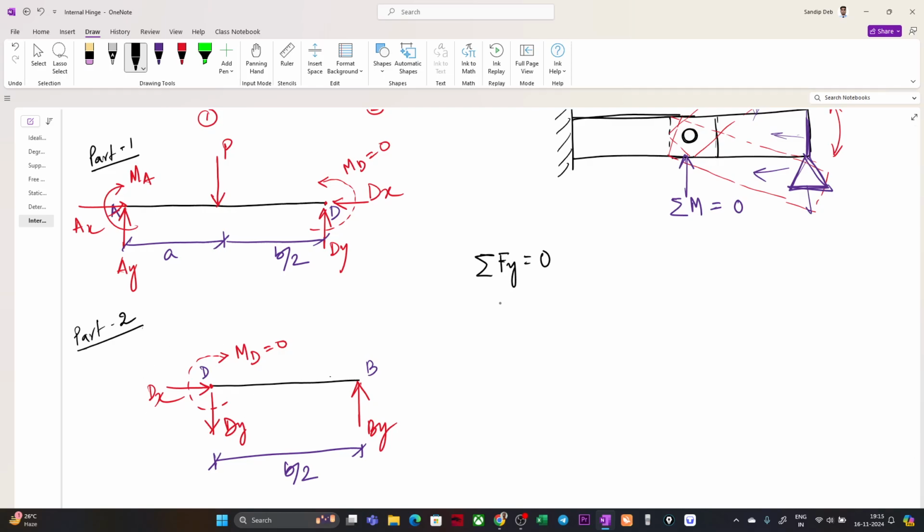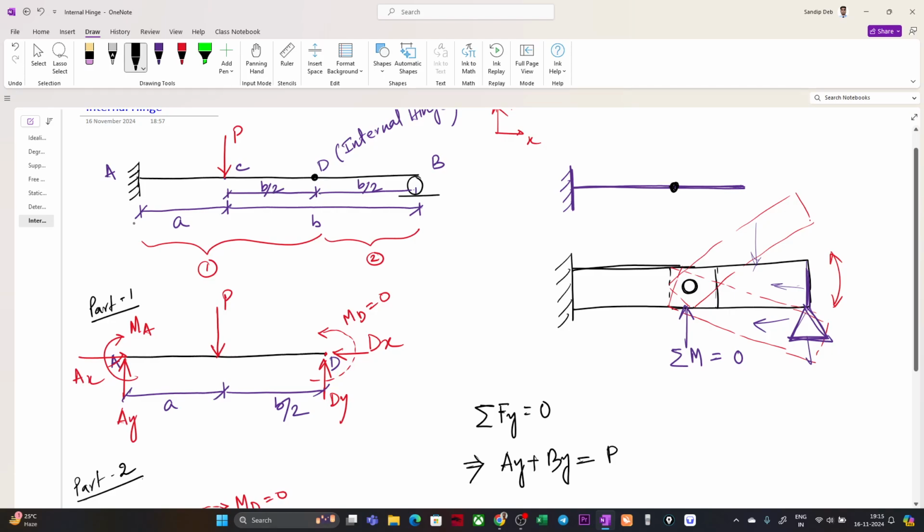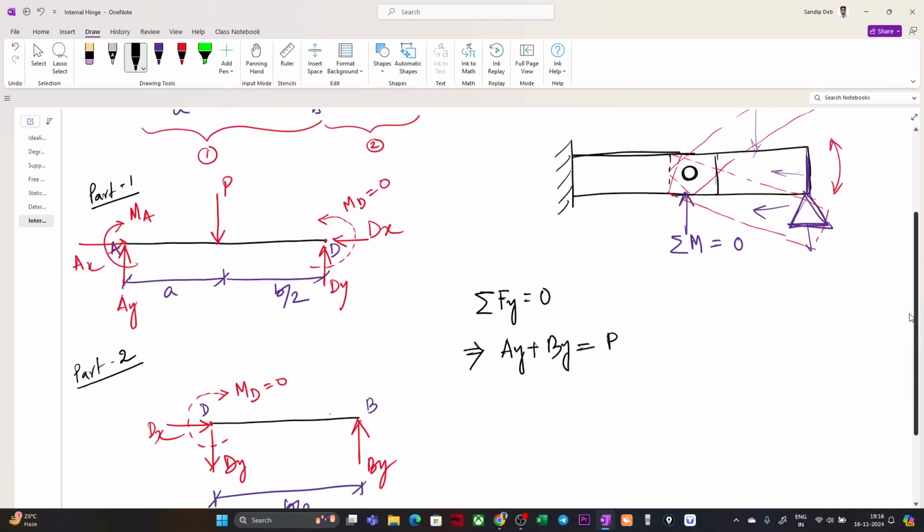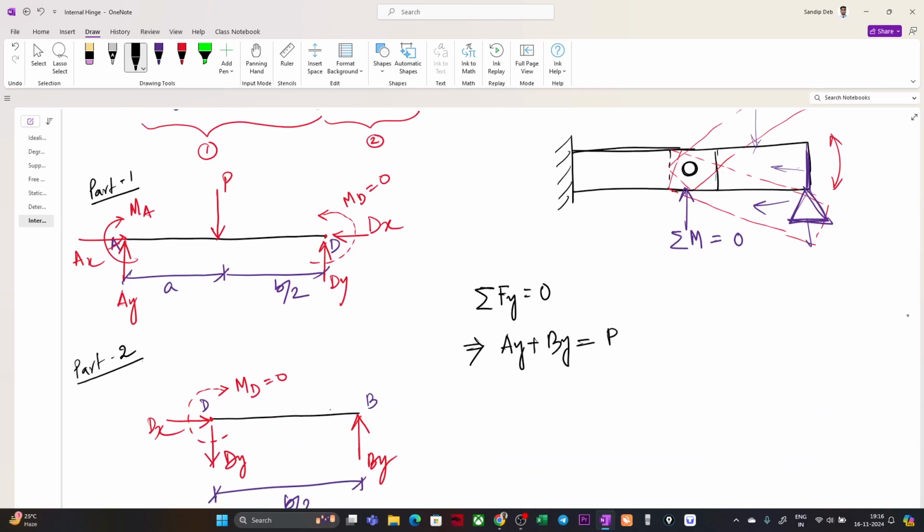So if I now write the equation for the whole section, the first case will be AY plus BY equal to 0. No, not equal to 0, it should be equal to P. In this case AY plus BY should be equal to the vertical load which we have, P, right? This is my equation number 1.